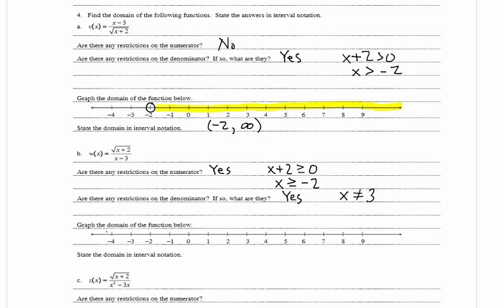And now to graph this on the number line, we're going to go to negative 2 and put a solid dot this time because we can include that point. And because we're going to shade greater than negative 2, I'm going to put an open circle on 3 because we have to exclude that point. And now I'm going to shade from negative 2 to 3, and then from 3 to infinity. So in interval notation, we have bracket, because we can include negative 2 this time, to 3, union, 3 to infinity.